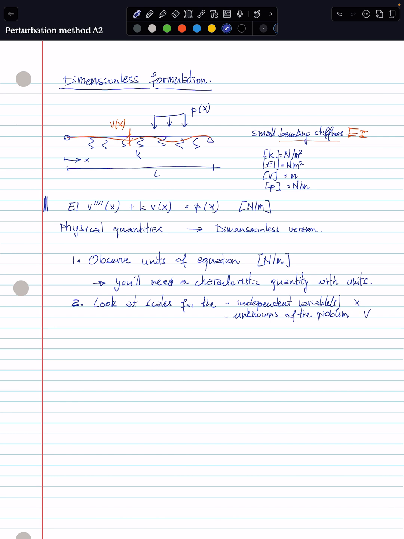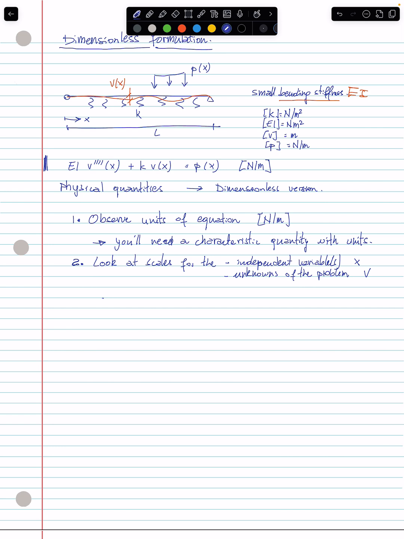You could aim at solving a set of differential equations or a set of algebraic equations, in which case there might be several unknowns in the problem. And for each of them, we need a characteristic quantity. For each of them, find or get, if you want, a characteristic quantity.